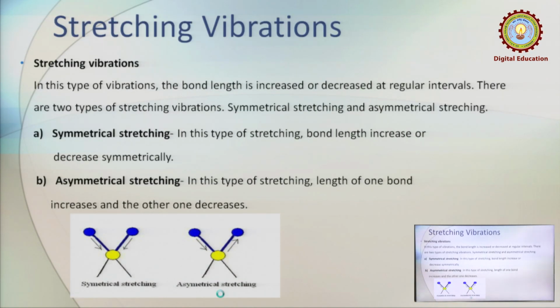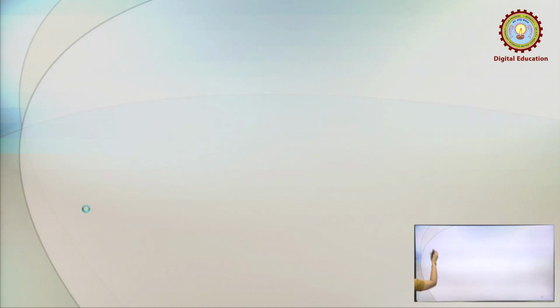We discussed in the previous slides the stretching vibrations, in which we discussed symmetric stretching and asymmetric stretching. In symmetric stretching, bond length increases or decreases with respect to the central atom, while in the case of asymmetric, the bond length of one bond increases and the bond length of the other bond decreases. Now, come to the bending vibration.